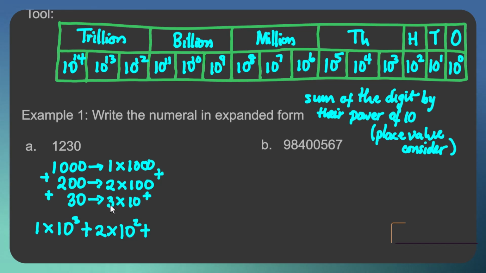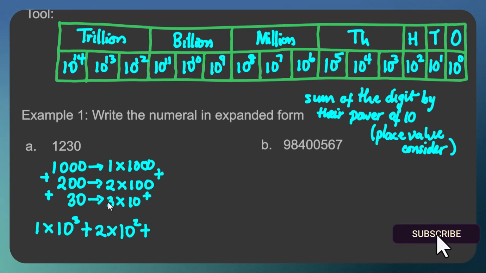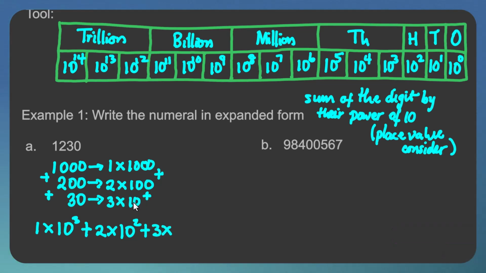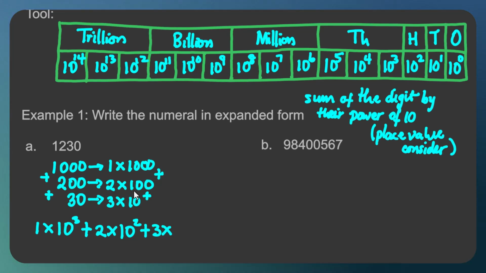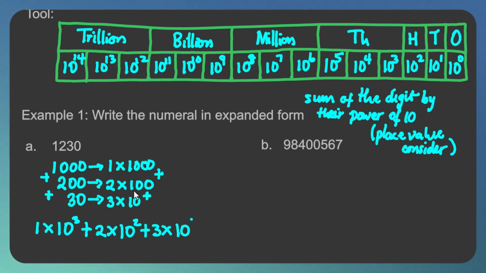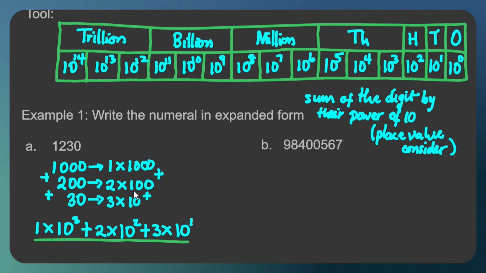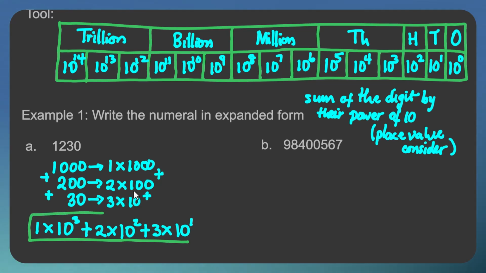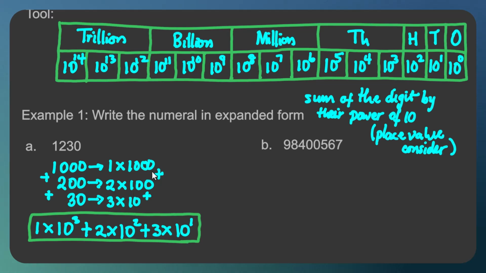And this leads us to the final one, which is 30, where in this case our 3 times is going to be written first, and finally here 10 has what, how many zeros after the 1? 1. So this here is our final answer for this particular question, which says that we should write our numeral, which is 1230, in an expanded form with powers of 10, as shown right here.